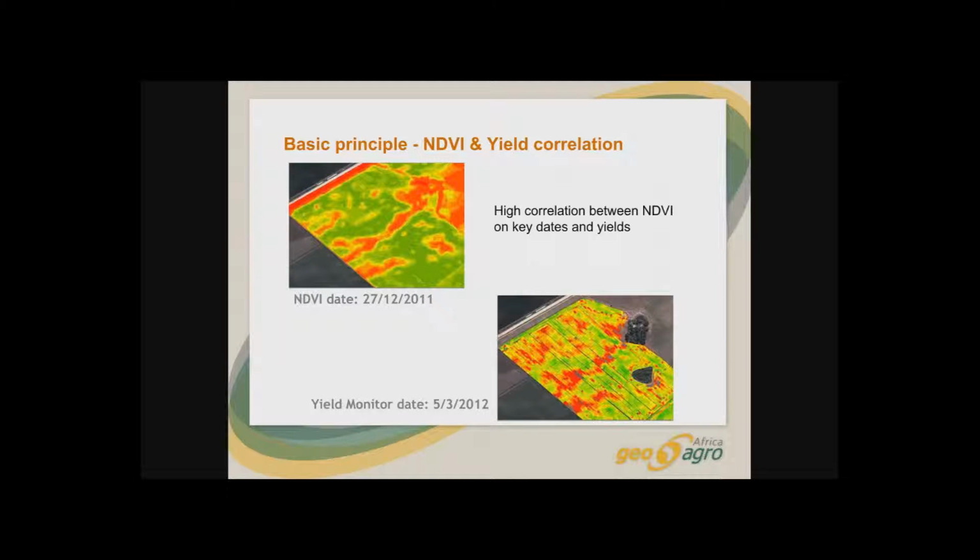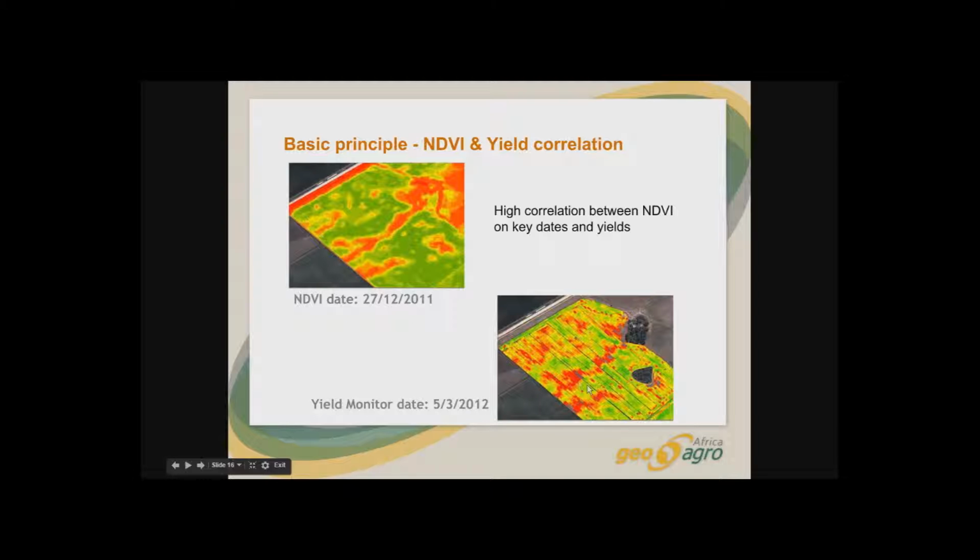Now, the basic principle, if you attended the first webinar, is the NDVI and yield correlation. Basically, it has been shown in theory and in practice that there is a high correlation between an index derived from remote sensing, called the normalized difference vegetation index, which in this map is represented from 0 to 1, with 0, the red areas, having lower crop biomass, and closer to green being the areas with higher biomass. And this was taken in December, while this was harvested in March.